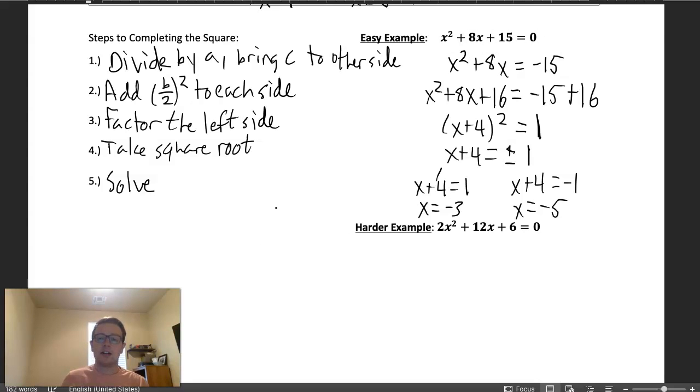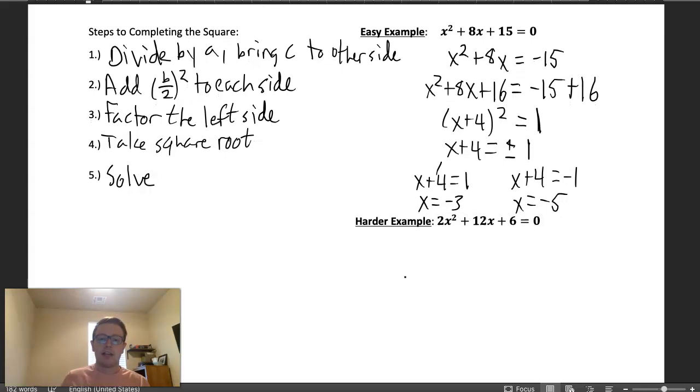Let's go ahead and try a harder example. We're going to do this one now. First thing we want to do is divide by a. So we're going to divide everything by 2. And we're going to be left with x squared plus 6x plus 3 is equal to 0. Then we're going to subtract 3 over to the other side. So we're left with x squared plus 6x is equal to negative 3.